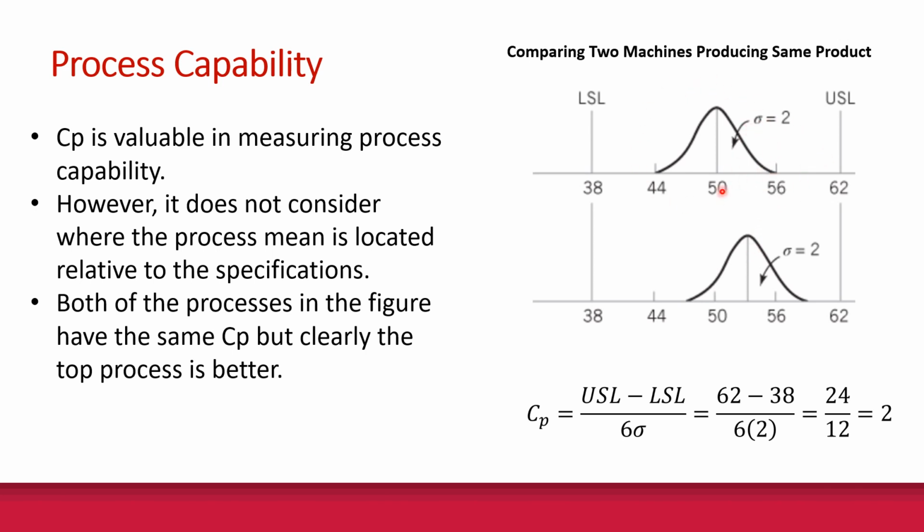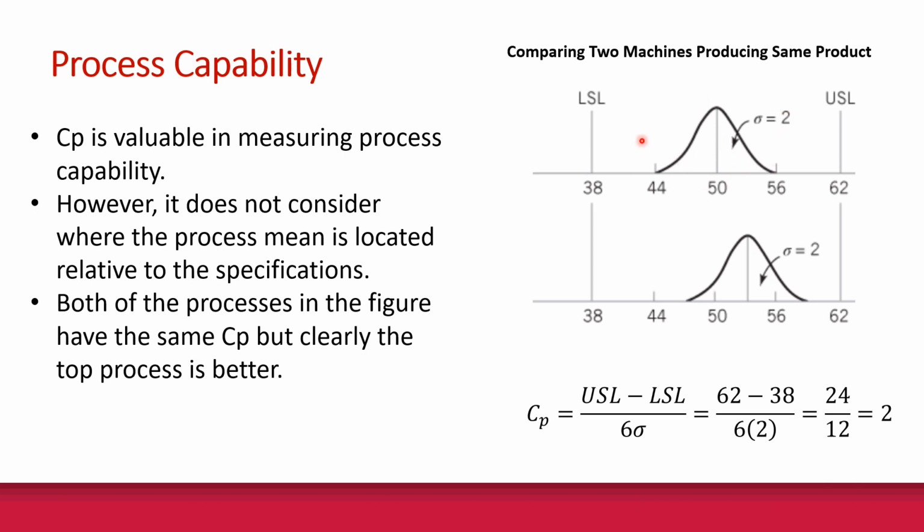We want this process centered between the upper and lower specification limits. In that case, if there's some drift and a little bit of variability, we've got much further to go before we're producing products that are outside of specification. On the bottom machine, if we drift a little bit to the right here, we're going to be outside the upper specification limit. So we need a measure to define and show that the top machine is actually a better deal.